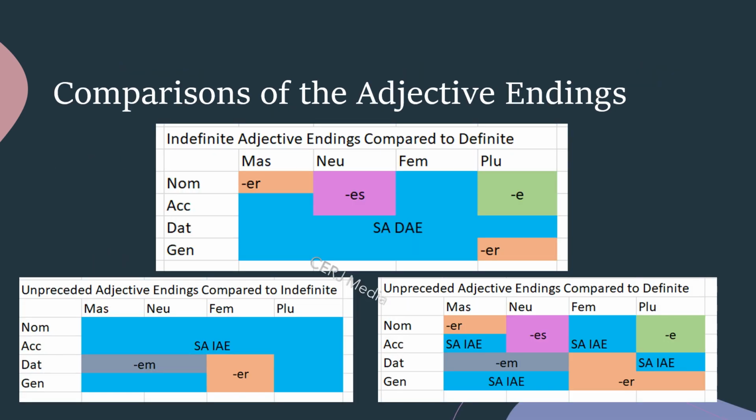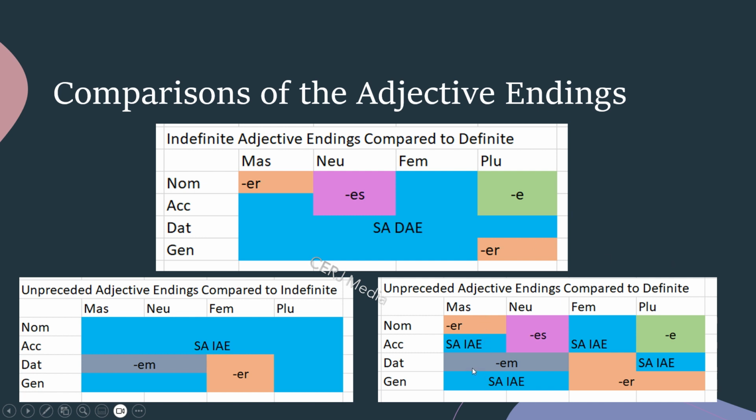And then, whoops, accidentally clicked. And then for the unpreceded adjective endings compared to indefinite, again, it is mostly the same, except the feminine dative and genitive, and the masculine and neuter dative are different compared to the indefinite adjective endings. So overall, as a whole, it changes a lot between the unpreceded and the definite.